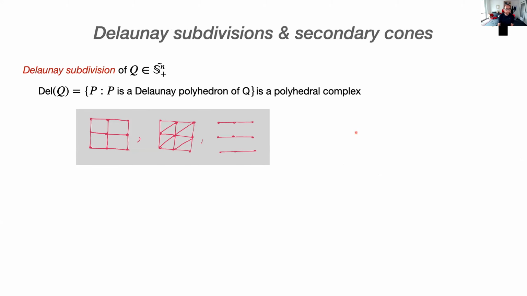Okay, and now we put all these Delaunay polyhedra together, which gives us a Delaunay subdivision of the space R^n. So for a given matrix Q, we take the Delaunay subdivision, which consists of all Delaunay polyhedra of Q that you can construct. This is a polyhedral complex, which lives in R^n. For example, in dimension 2, it can look like this tiling of squares, or this tiling of triangles, or this tiling of horizontal strips. Of course, we have to imagine that these tilings go on in all directions.